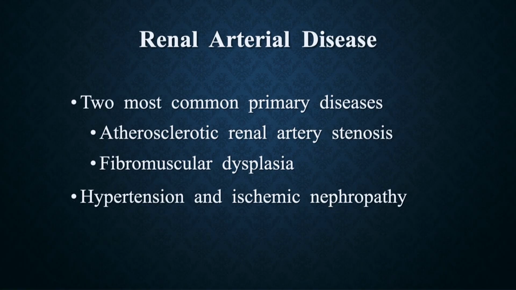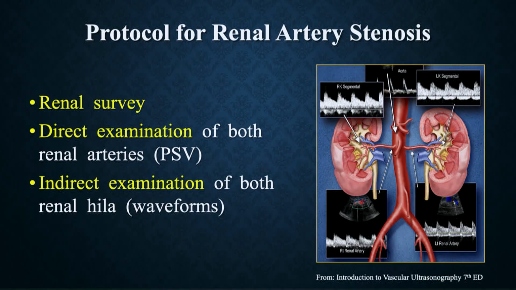Let's move on and we'll talk about the renal arteries. Again, these are patients that come to us looking for atherosclerotic renal artery stenosis. They may have fibromuscular dysplasia. I can tell you many patients come to our practice because they have ischemic nephropathy. They have abnormal renal function, may or may not have high blood pressure, and they're looking to see if renal artery stenosis or occlusion is the cause of the abnormal renal function.